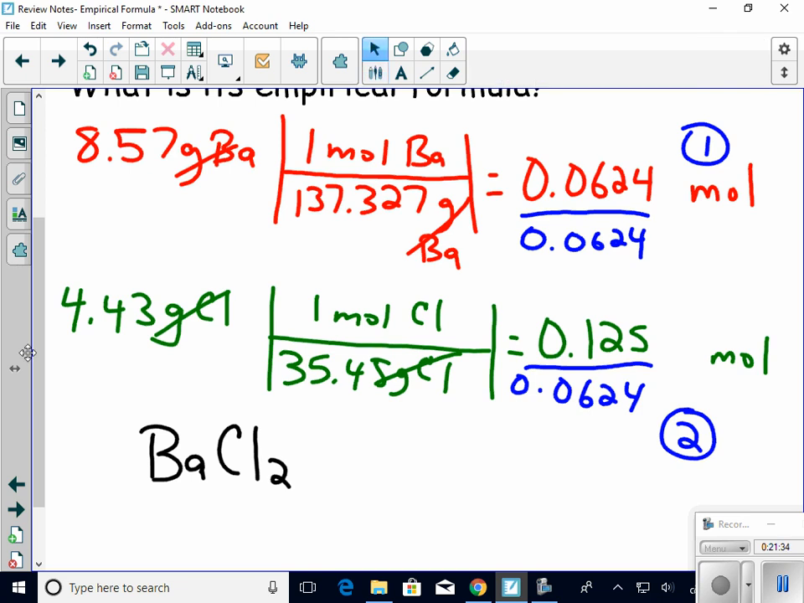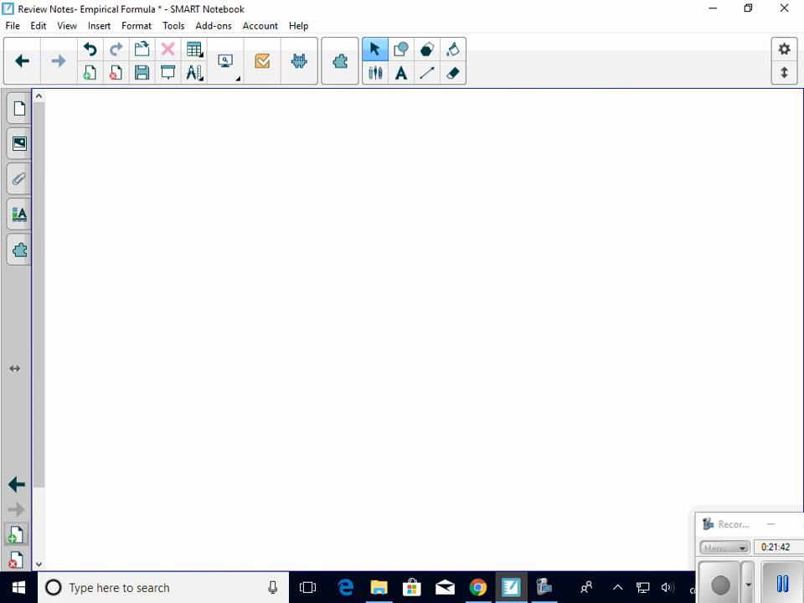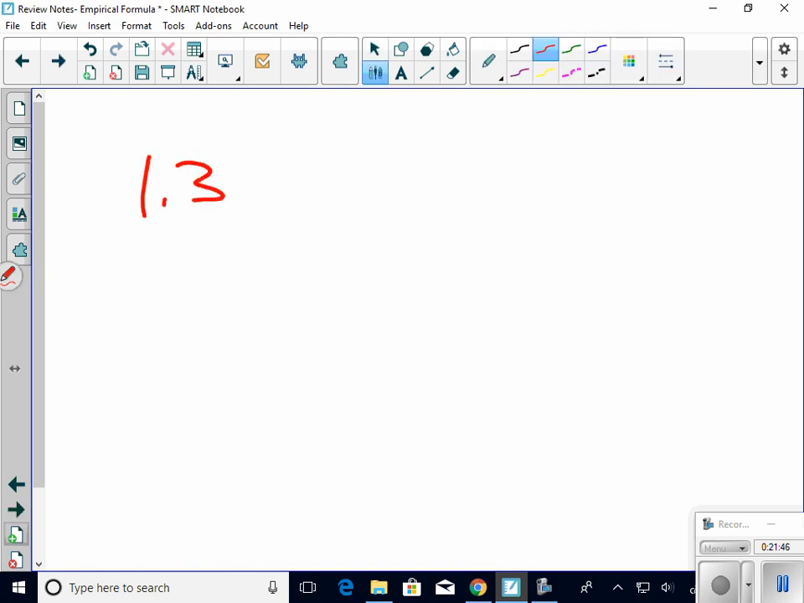Okay? Now, some things, folks, just to talk about here a little bit. What if I would get a value, and I've seen this, if I come up with a value of 1.33, how am I going to get that into a whole number? I multiply that one by 3, right? If I multiply that by 3, what's that give me? 4? Right?